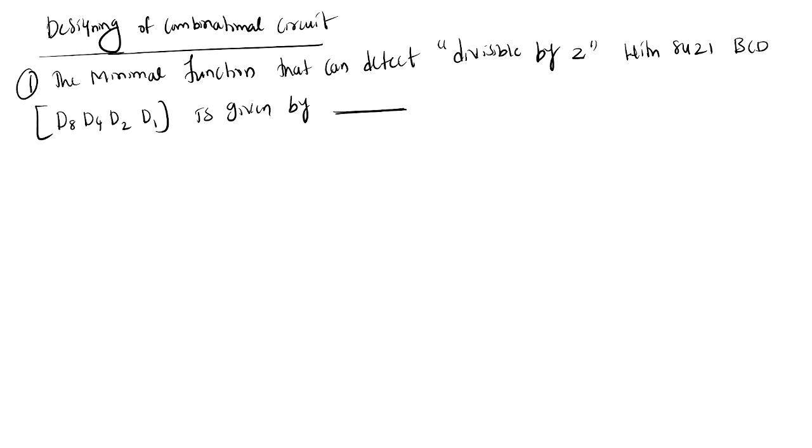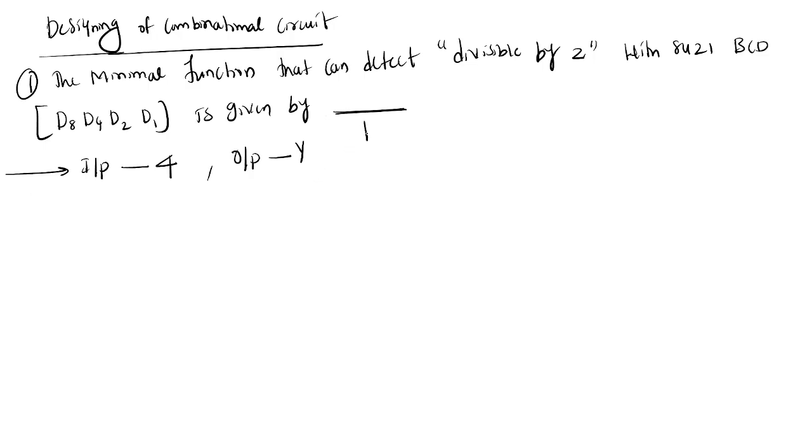So here, what is the first step? You need to find out the number of inputs and number of outputs. How many inputs are there? This is a BCD code, so a total of 4 inputs are there. And how many outputs are there? Only one output is there. That is the first step. And depending on the relationship between input and output, you need to draw the truth table.